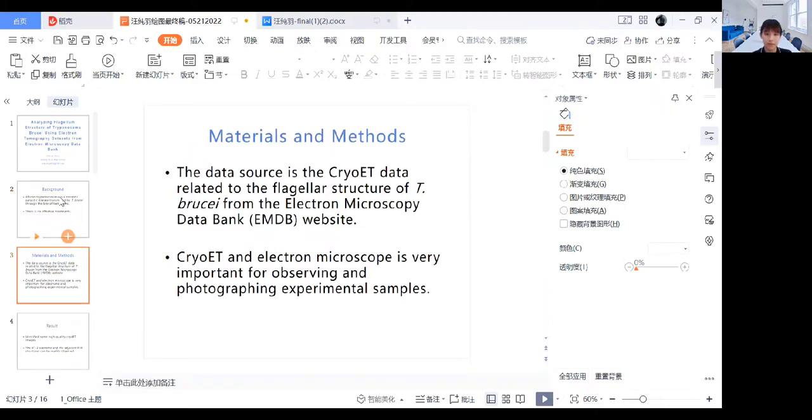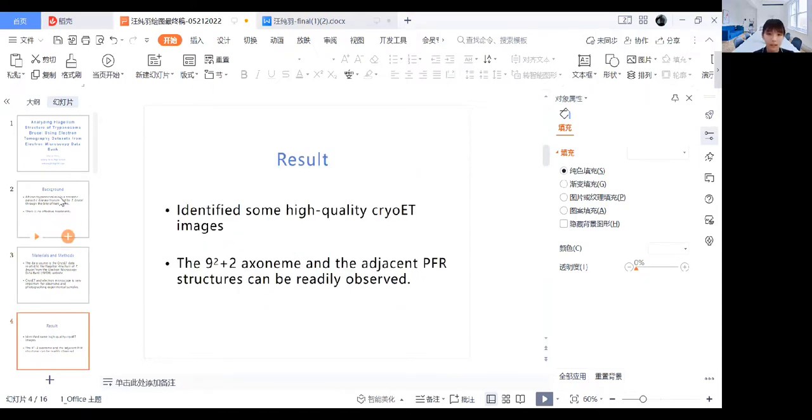The materials I use are the priority data related to the flagellar structure of T. brucei from the EMDB website. Cryo-ET and electron microscopy are very important for the research, because cryo-ET is used to prepare the experimental samples, and the details of the worksheet are already in my paper, and the electron microscope is used to observe and photograph experimental samples. I identified some high quality cryo-ET images, and in the results I will show what I saw and what I thought.